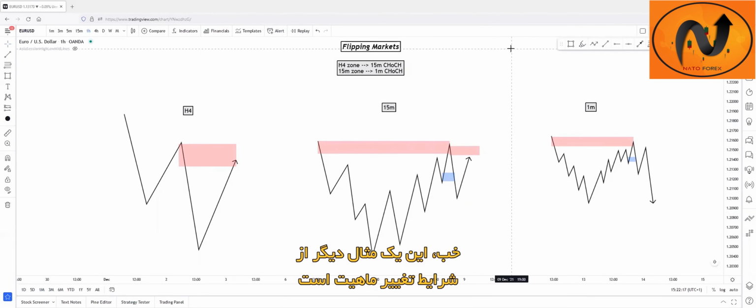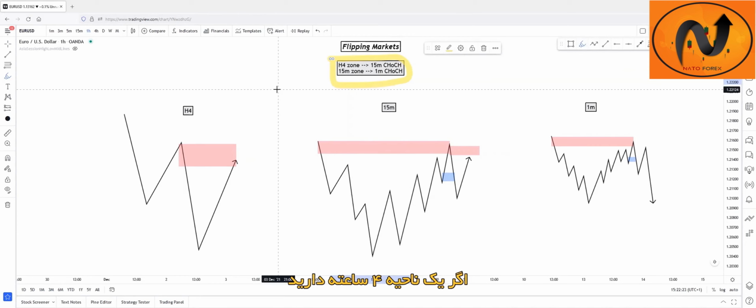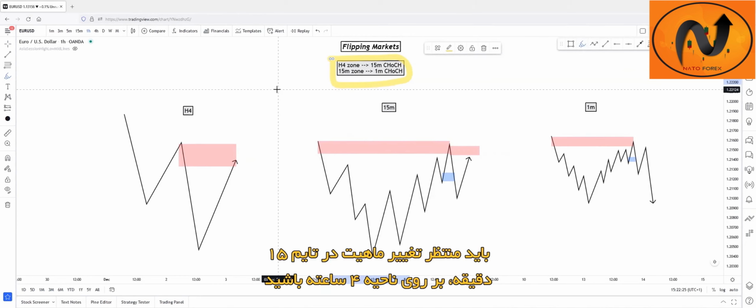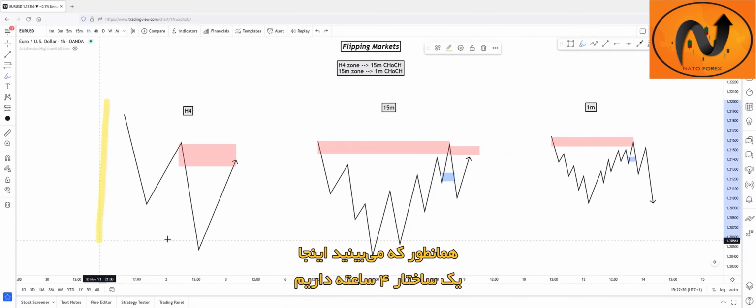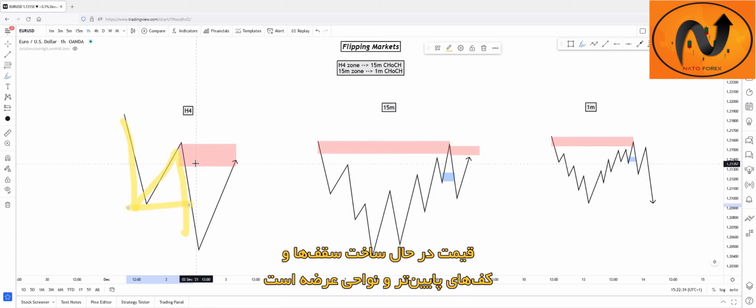Okay, let's see a complete example. So we have a criteria for the zones here. If you see a 4-hour zone, you will have to wait for a 15-minute change of character inside of the 4-hour zone. So as you can see, we have this 4-hour structure here, breaking structures to the downside, creating a series of lower lows and lower highs, and creating supply zones.